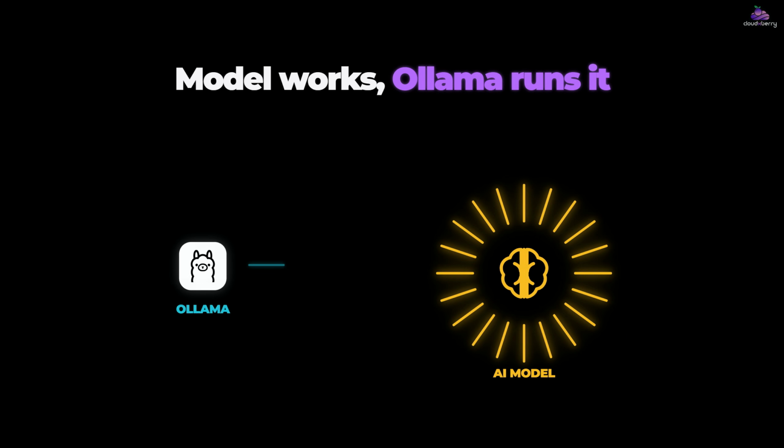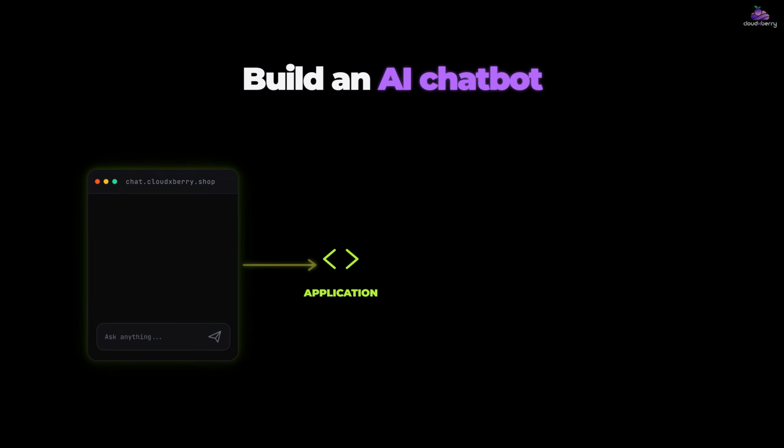So think of it this way. The model does the AI work. Ollama helps us run and communicate with the model. Let's see how this works in an application.